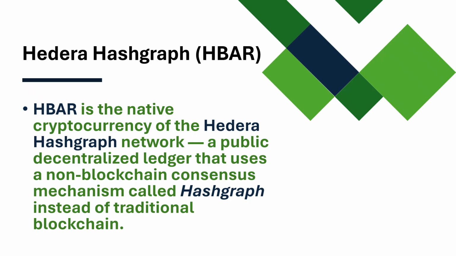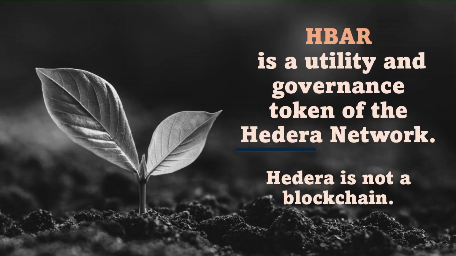HBAR is the utility and governance token of the Hedera network, which is built on Hashgraph, a data structure that achieves consensus, or agreement, through a method called gossip about gossip and through virtual voting. Hedera is not a blockchain. It's a distributed ledger technology with its own architecture.